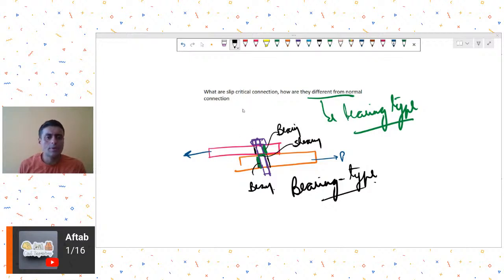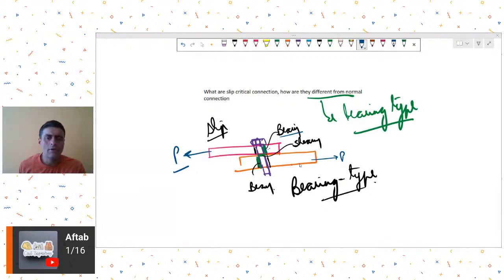So now what happens, because it's a bearing type action, when I apply this load, there will be a slight slip in the system. Yes or no? Why will there be a slight slip? Because my hole dia was slightly larger than the bolt dia, and now when I'm applying the loads, the action is through bearing. So first there will be a slight slip in the plate, pink plate, then it will begin to bear on the bolt.